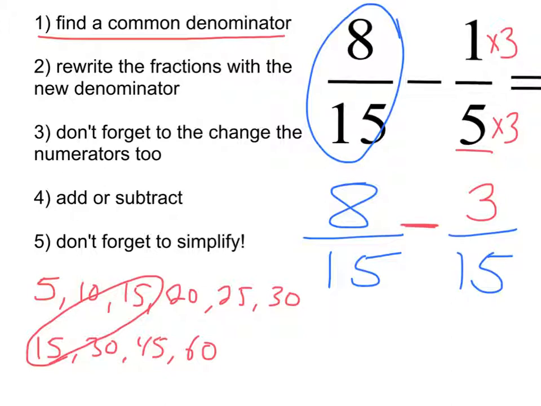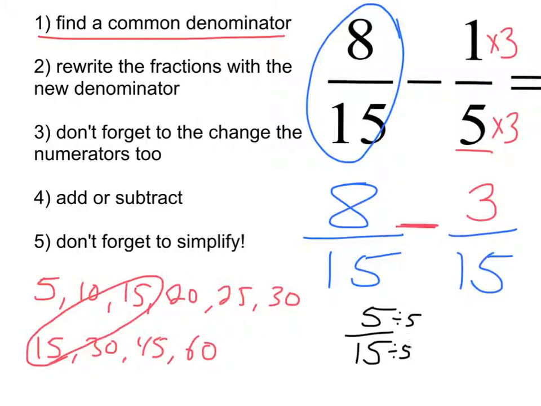Now this one was a subtraction problem, so I'm going to go ahead and subtract. 8/15 minus 3/15 is 5/15. So that's my step 4. And then my last one is always look, can I simplify? So I ask myself, is there anything that both 5 and 15 can both be divided by? In this case, they can both be divided by 5.